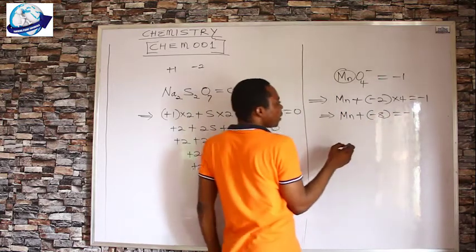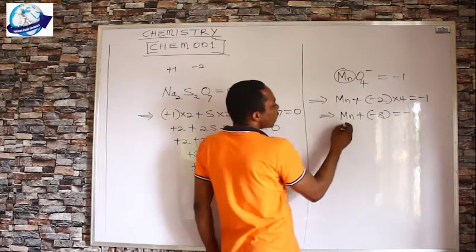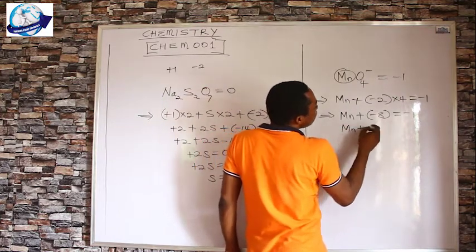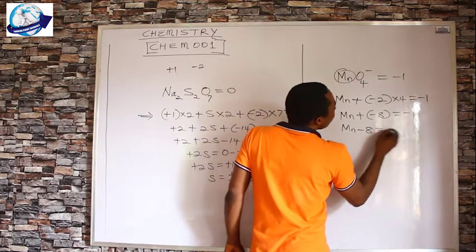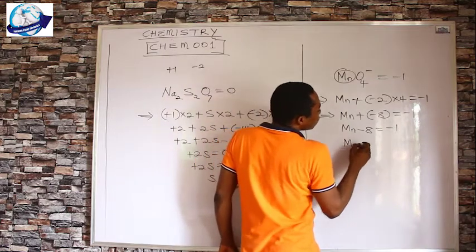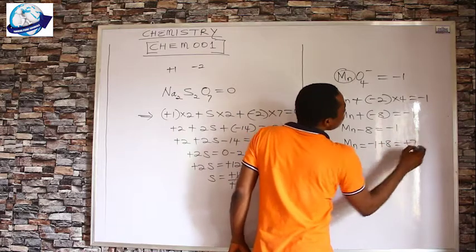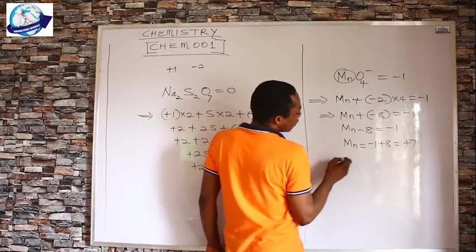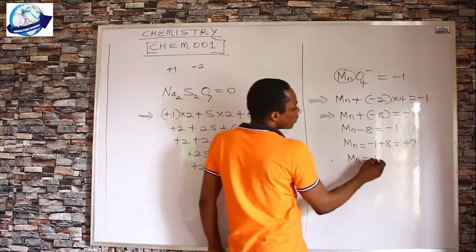And then you can say, let's move forward to the next stage. Plus and minus is what? Minus. Then you have manganese plus -8 equals -1. Then you go to the other side, you have manganese equals -1 plus 8, and that gives us +7. So we can see here that the oxidation number of manganese is +7.